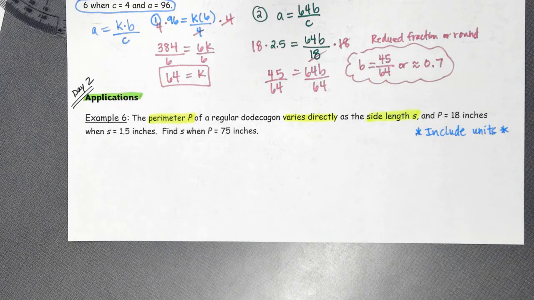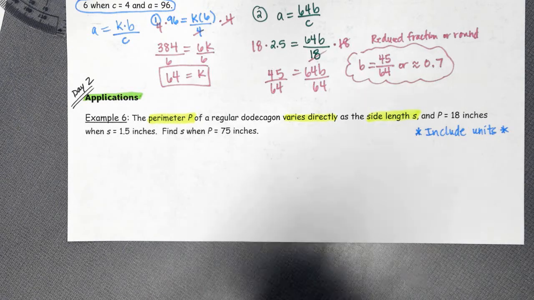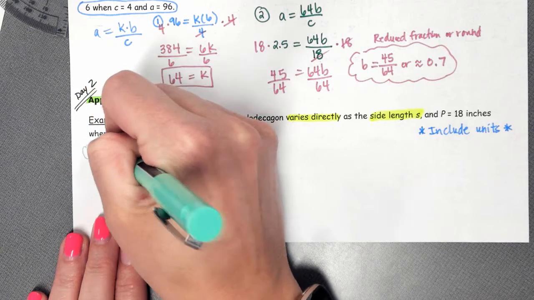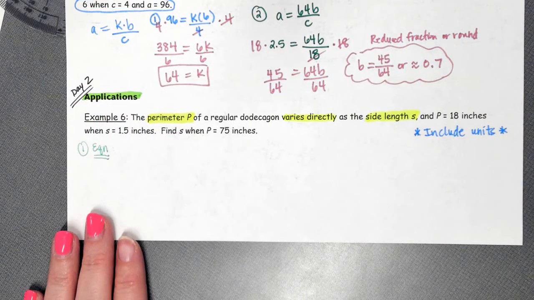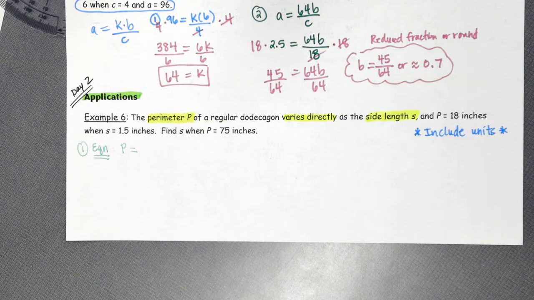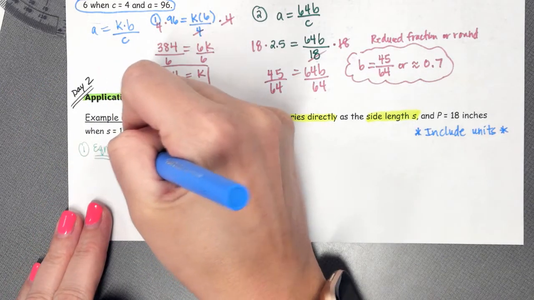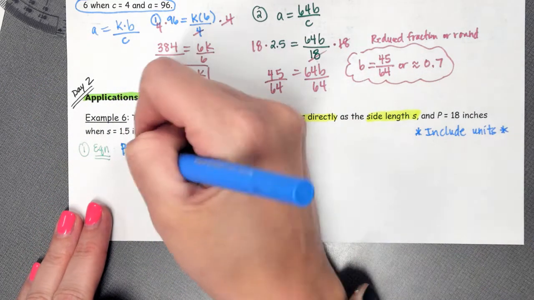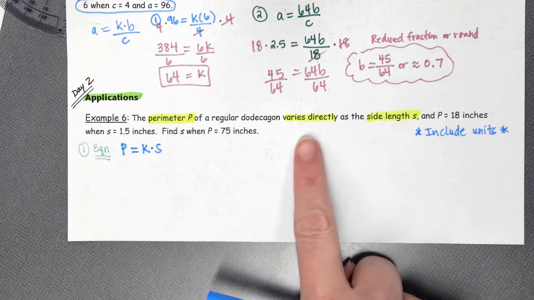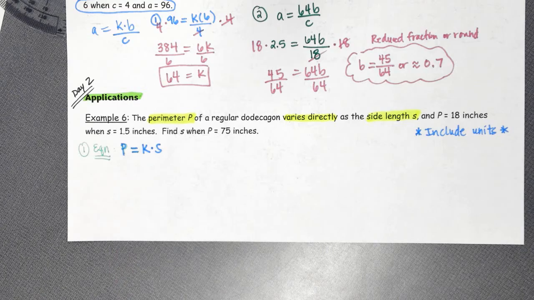Once you have that, the first thing we're going to do is we're going to write our equation. Okay, so the first thing we're going to do is write the equation from that information. So we have the perimeter P, and then there's a variable that we always include in this. Do you guys remember what it is? K, great. Okay, so if it's directly, it's going to be multiplied, so it's K times S. So we're going to create the equation from that, and then we're always going to find K.